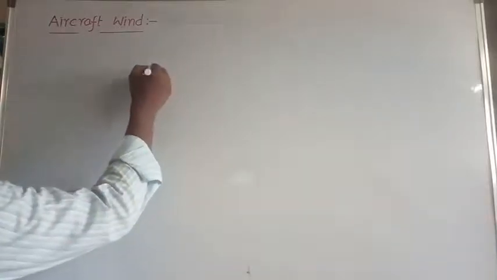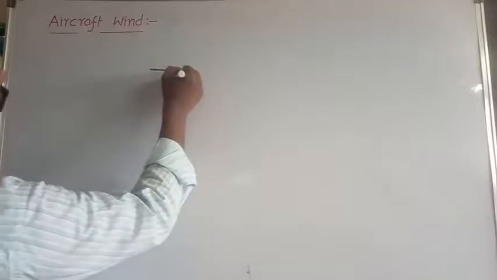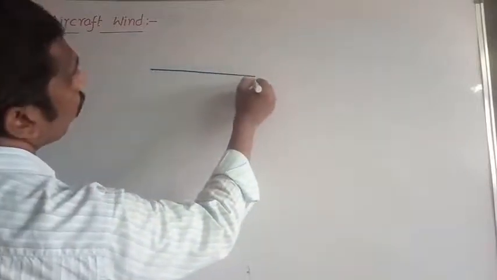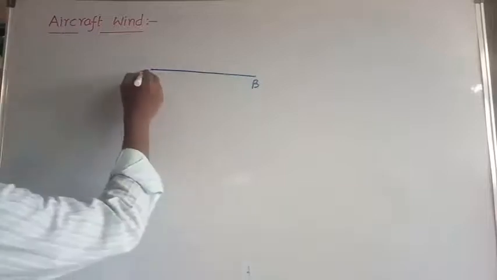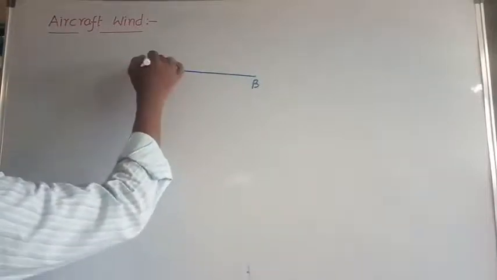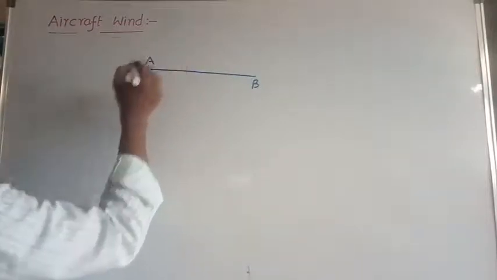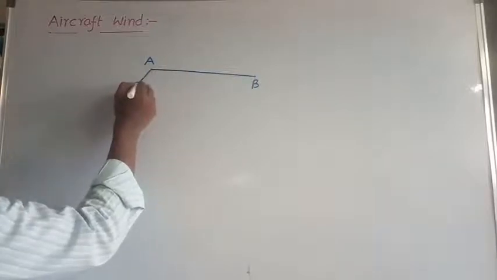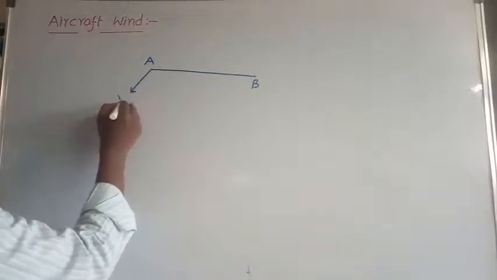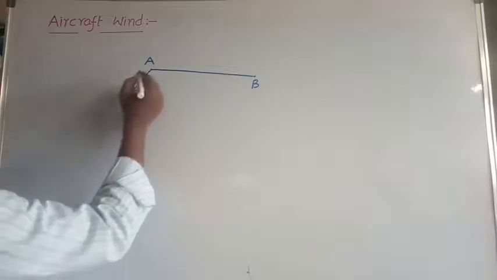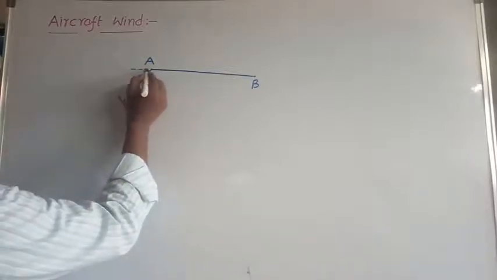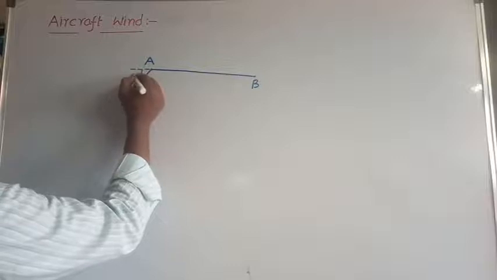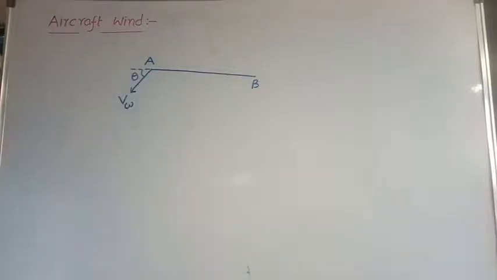Next, in the next case, aircraft travels from point A to point B, but this time wind is blowing. Suppose wind is blowing in this direction. This is the velocity of the wind. This velocity of the wind is making an angle theta with the horizontal. In which direction should he steer to reach point B?